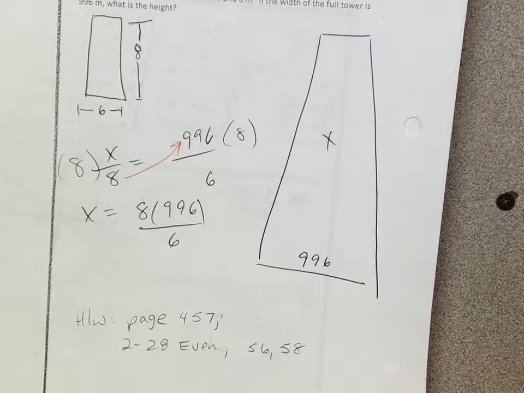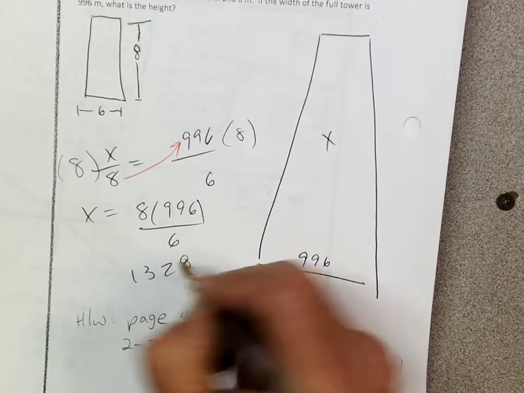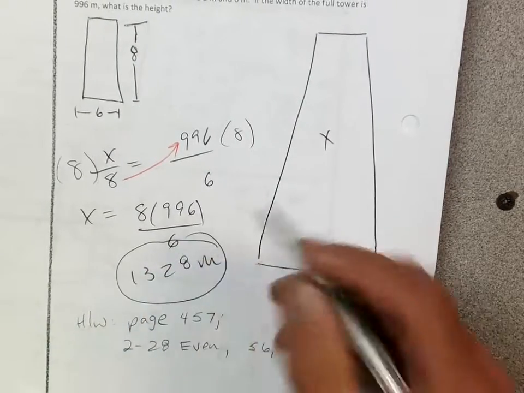On, clear. 8 times 996 divided by 6. We get an answer of 1,328. And that's in terms of meters tall.